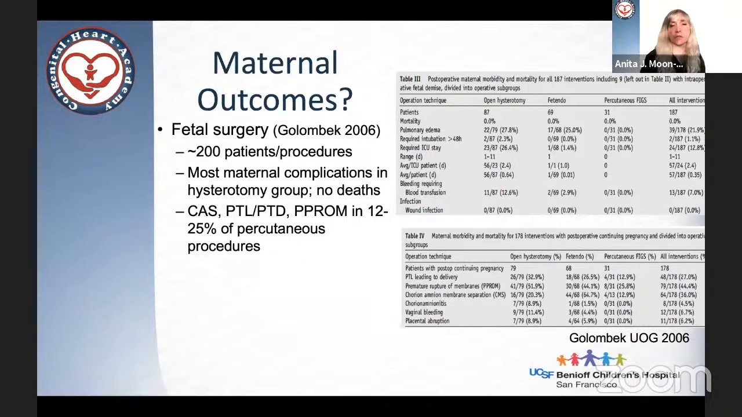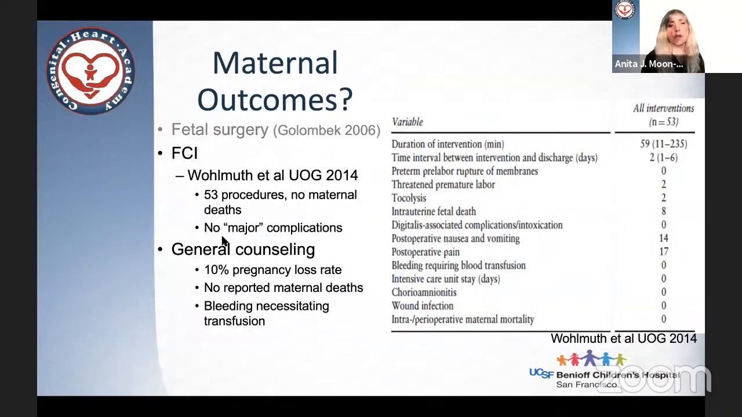Chorioamnionic separation and preterm labor and PPROM can be expected in 12 to 25% of percutaneous procedures in general, but seems to be a little bit lower in the fetal cardiac intervention patients, as was reviewed by Christoph Walmuth several years ago. There were no maternal deaths and no major complications in terms of the maternal outcome, transfusions, infection, et cetera. But again, this 10% pregnancy loss rate comes up as a consistent number. And so what we usually counsel for fetal cardiac intervention is about a 10% pregnancy loss rate, usually right around the time of the procedure, if not directly during the procedure, with very few maternal complications and almost never bleeding necessitating transfusion.